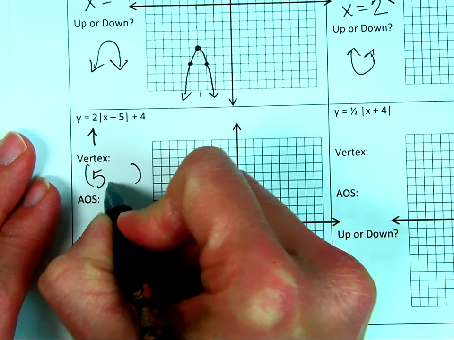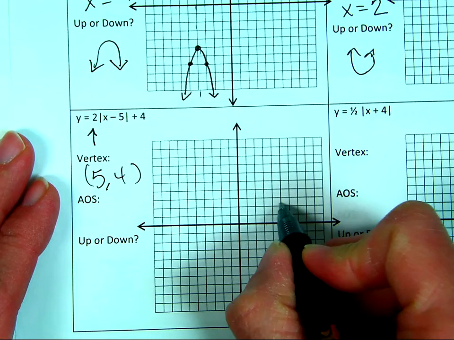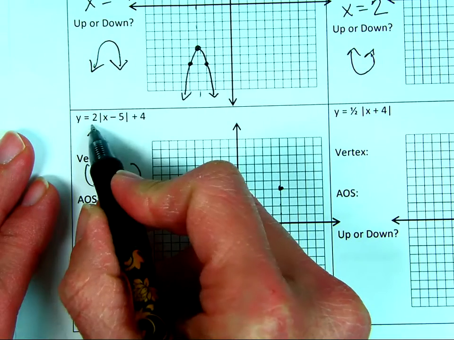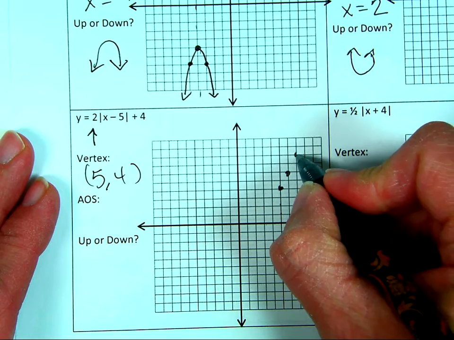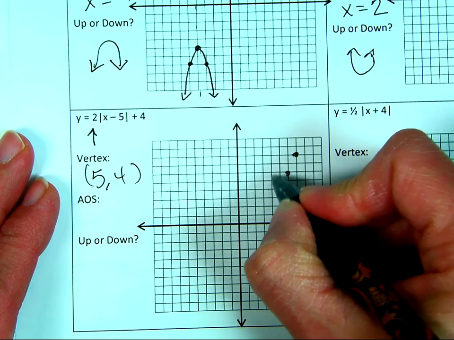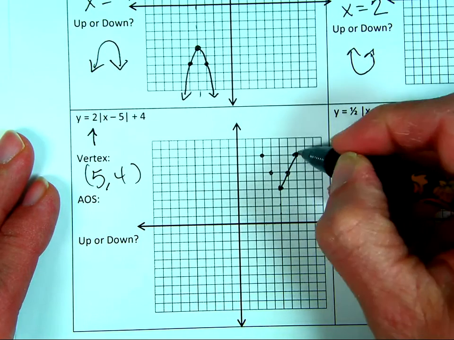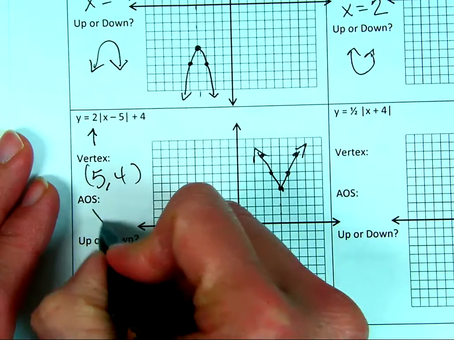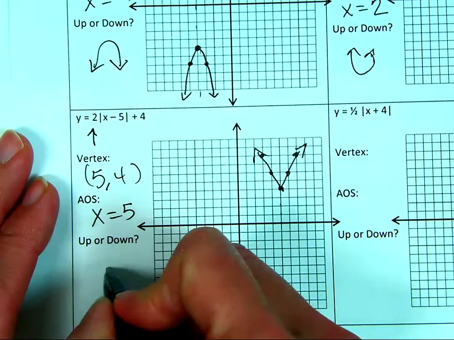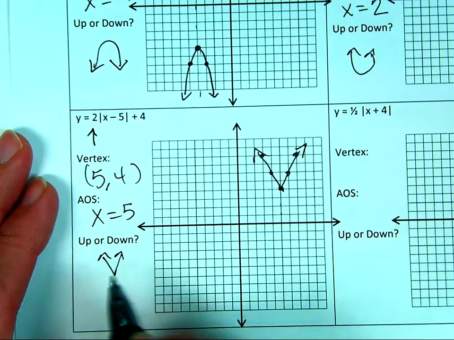So I'm going to go 1, 2, 3, 4, 5. 1, 2, 3, 4. And then my constant rate of change is 2. So that means one side, it was up 2 over 1, and the other side you went over the other way, but it was still up. So one side had a slope of 2 and one side had a slope of negative 2. My axis of symmetry was still 5 and it was opening up. And I put a V, not a U, because it's an absolute value.